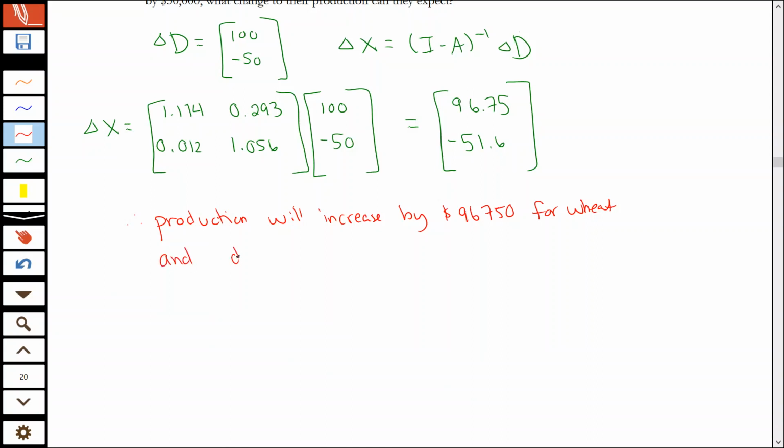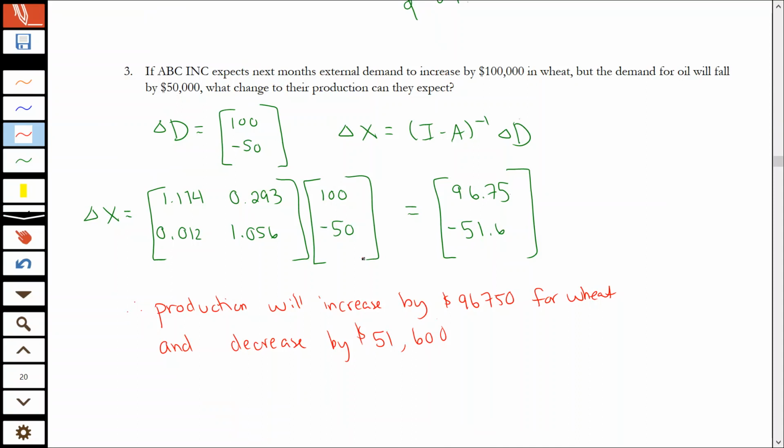and decrease. So this is not our total production, this is our change in production. So it's going to decrease or fall by that $51,600. And I could have put into this instead of 100 and negative 50, 100,000 and negative 50,000, but you can just do whatever makes your life happier.